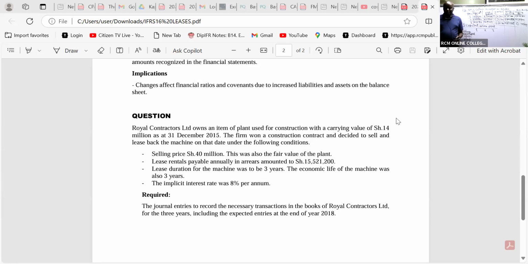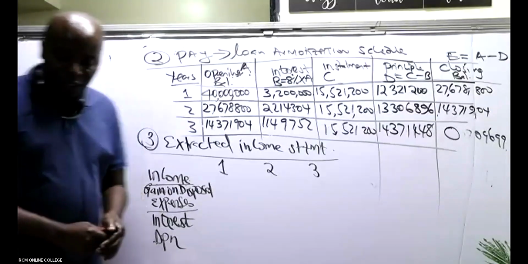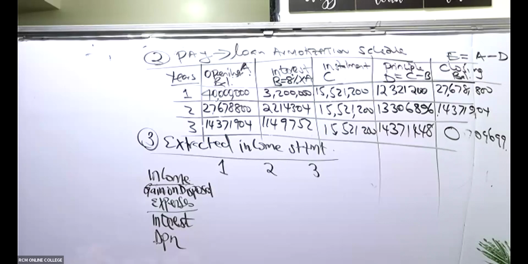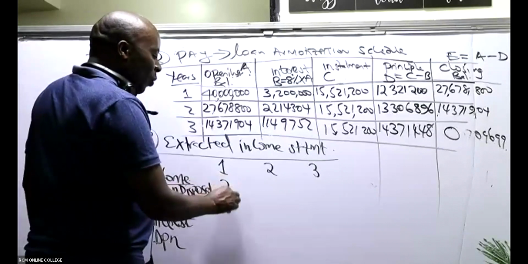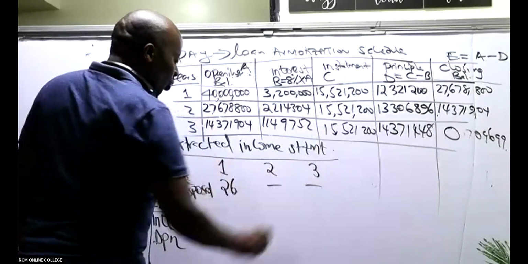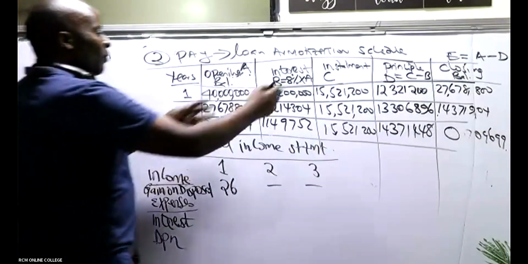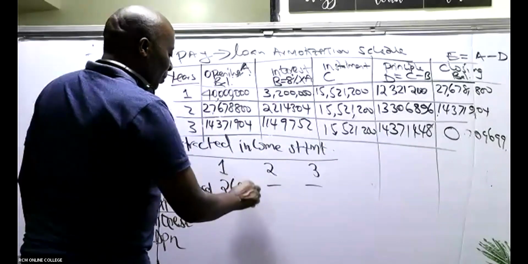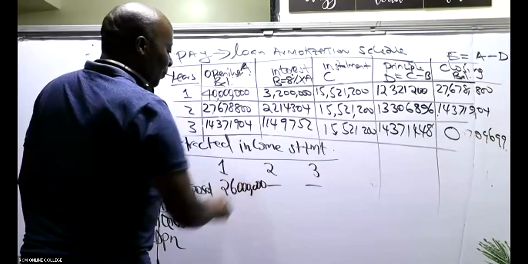So 40 minus 14, that will give us how much? Somebody please give me that figure. A disposal income of how much? 26. Remember, that will be booked on year one. Nowhere here, nowhere there. So the first year has to be 26 million, just to be consistent.